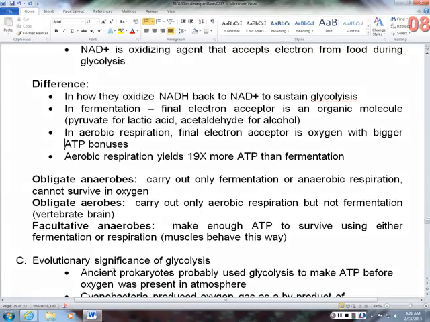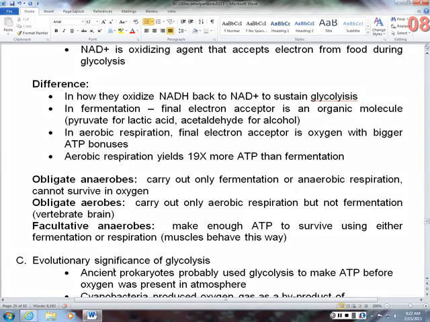Obligate aerobes have to have oxygen. They only carry out aerobic respiration and not fermentation. As humans, we do some fermentation, but the reason that we're obligate aerobes is the brain is not capable of doing fermentation. So you have to have oxygen to keep your brain alive. Your muscles could actually function, not very well, doing glycolysis without oxygen and fermentation for the lactic acid. They're not going to produce much energy, but your brain absolutely has to have the oxygen.